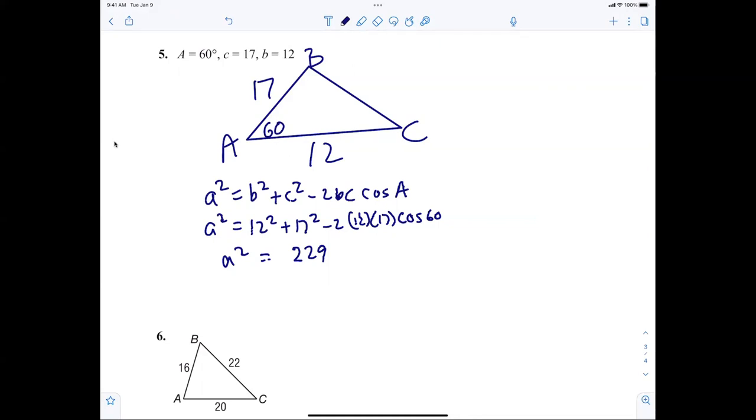All right. So square root both sides. So A is roughly how much? 15.1. Good. 15.133. Okay.